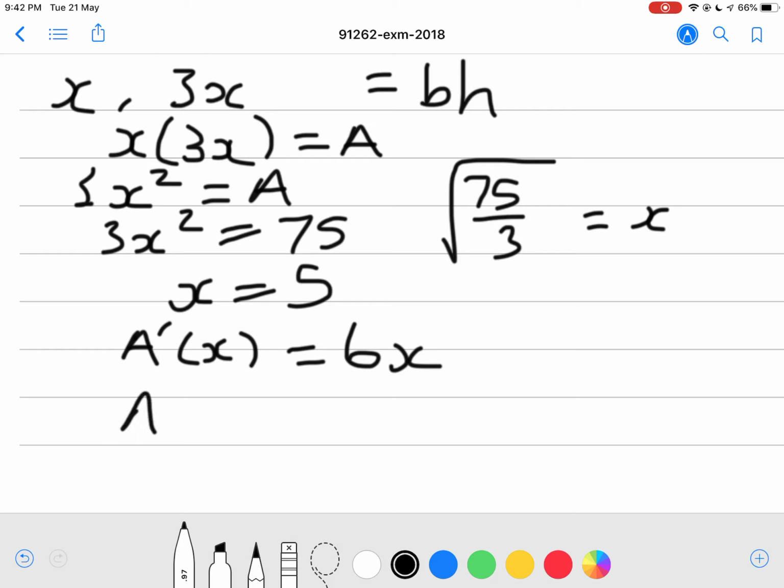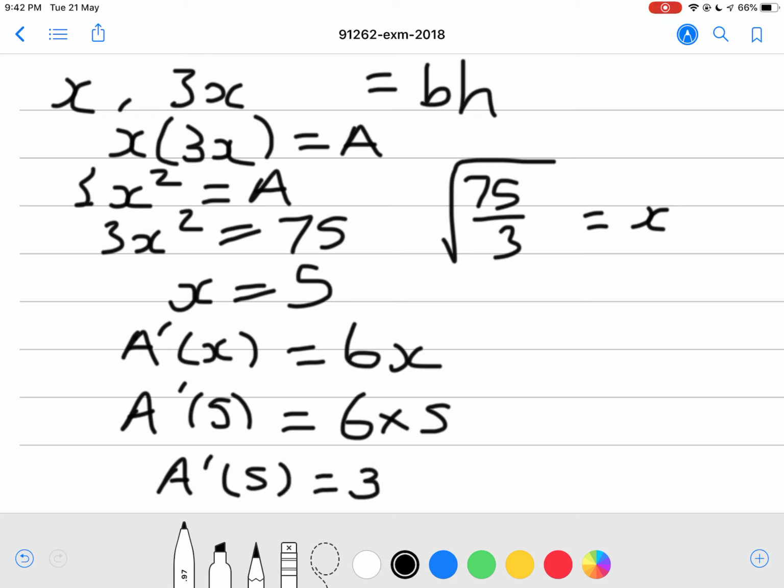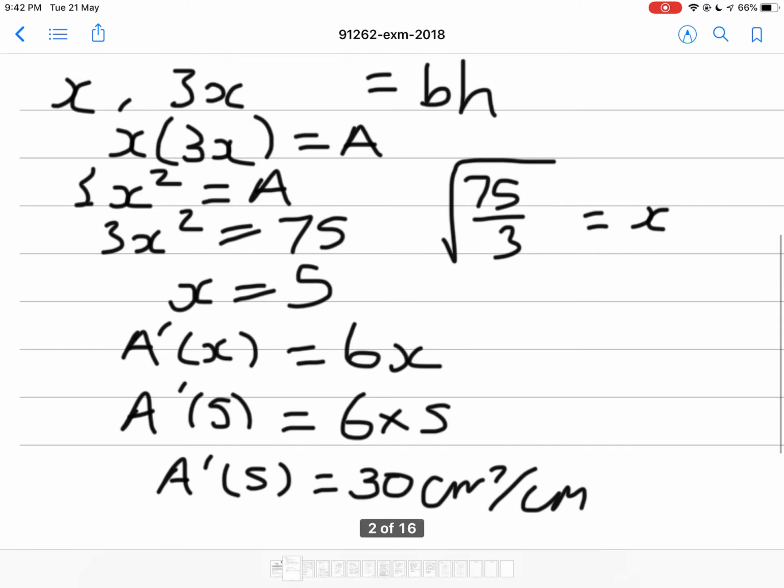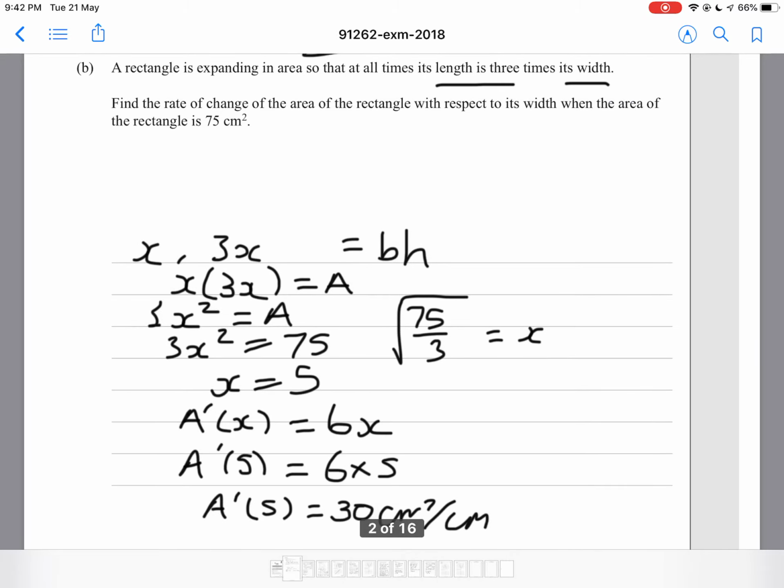So we can say A dash, substitute x equals 5. So A dash of 5 equals 6 times 5, and A dash of 5 equals 30. And don't forget the unit here. The unit is centimeters squared per centimeter. That's because it's changing by 30 centimeters squared.